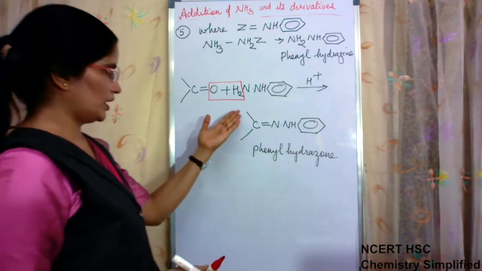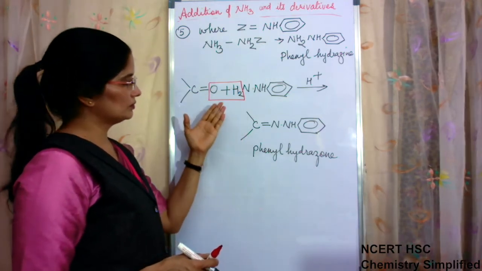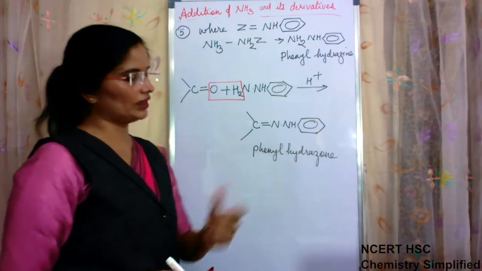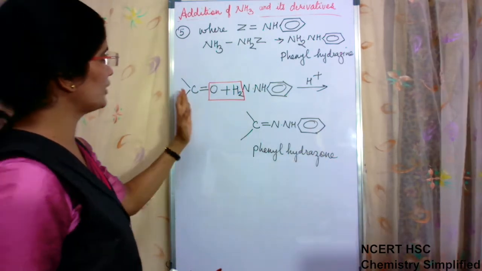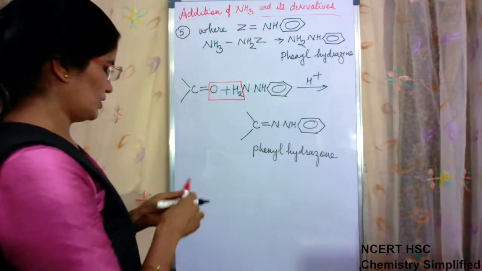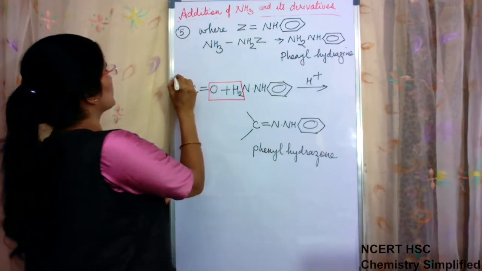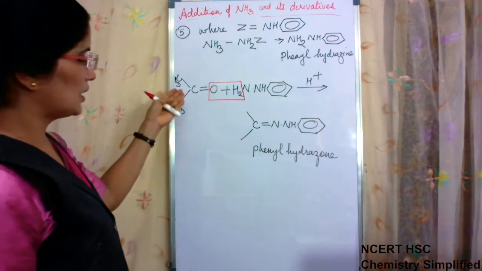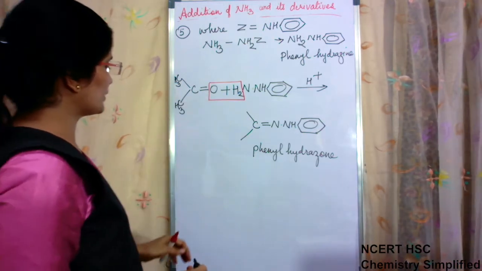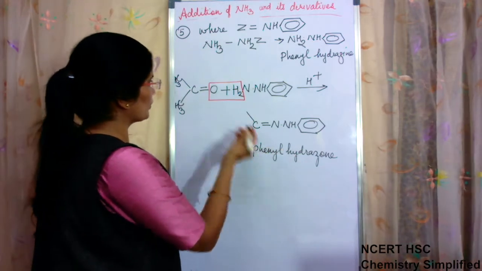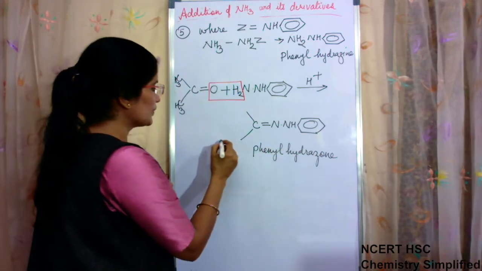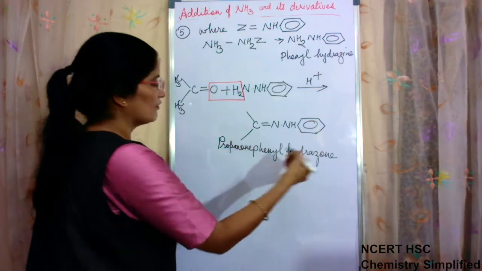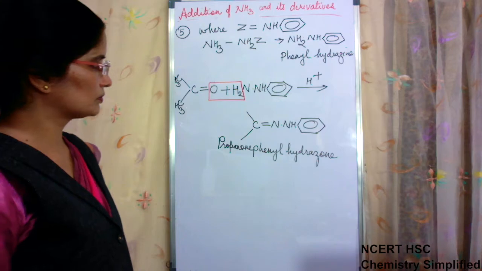Okay. Again, if it is an aldehyde, then the name of that aldehyde will be written here and the remaining part will remain as it is, whatever aldehyde or ketone we are using. Suppose we write here propanone. In common name, it is acetone, or propanone. So the name of the product, if we are using propanone, you will just add propanone phenyl hydrazone. Okay.